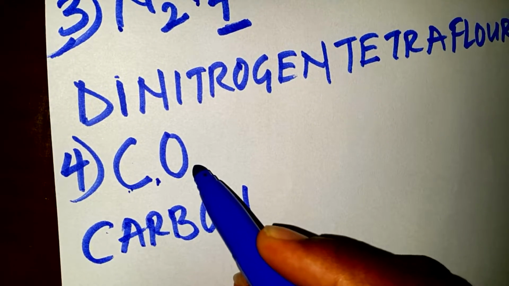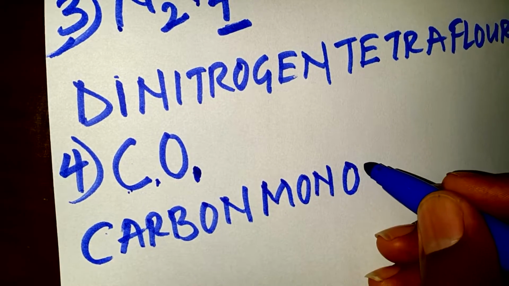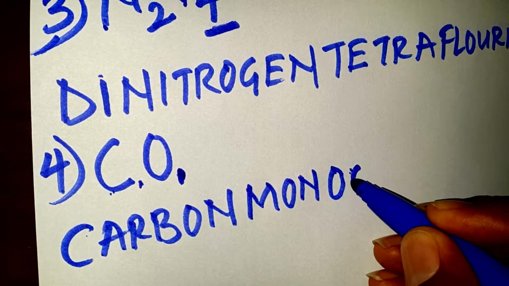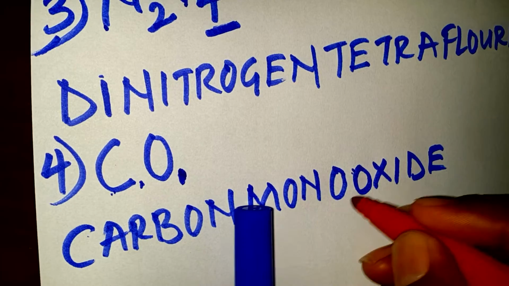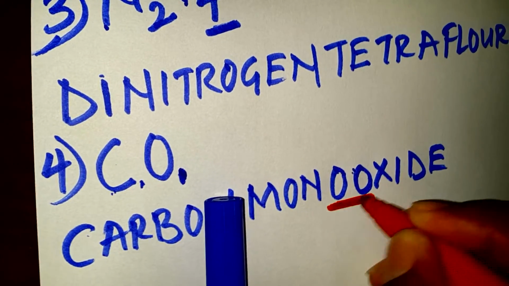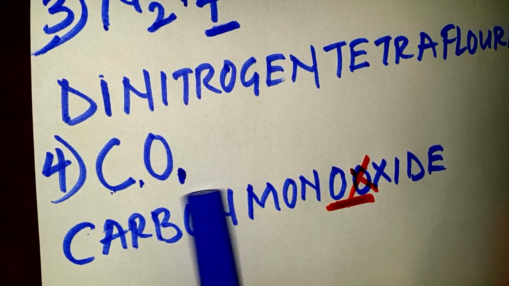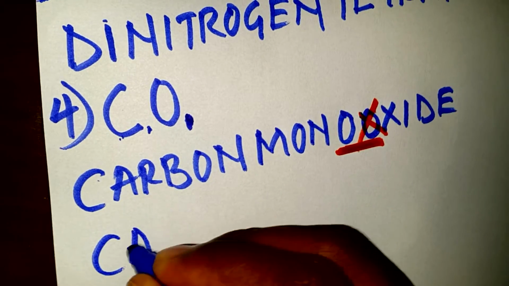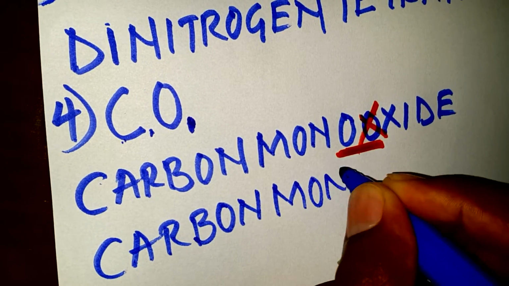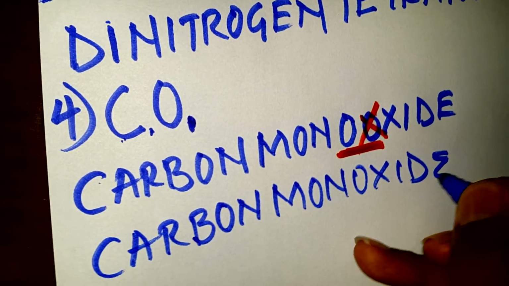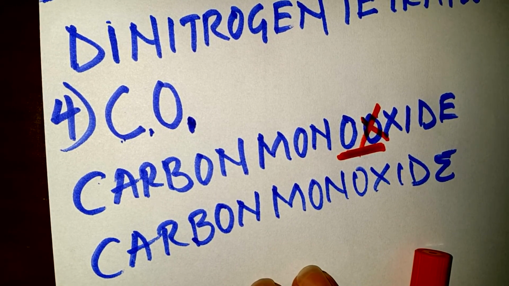We have 1 here. So we write mono. We're supposed to write monooxide. Can you see that? But we don't write 2 O's here. This is wrong. So we ignore 1 O here. So it will be carbon monoxide. Carbon monoxide.